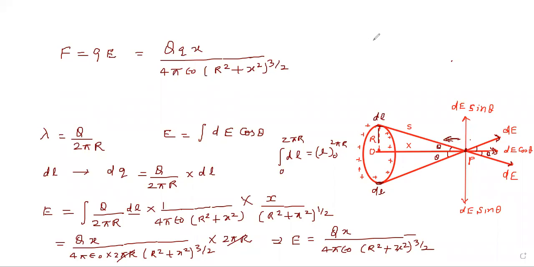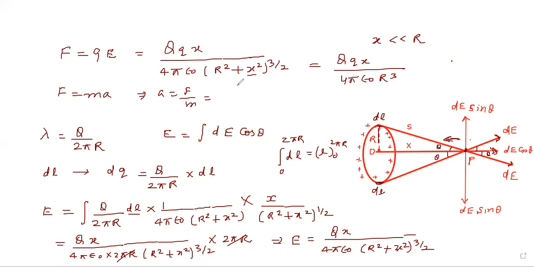Now we make an approximation. x is less than r, so x square can be neglected. So we will get Qqx divided by 4 pi epsilon naught r cube, because x square will be neglected and then the power will cancel out. So this is the force. Now we know that F equal to ma. So a will be equal to F upon m, that is Qqx divided by m times 4 pi epsilon naught r cube.